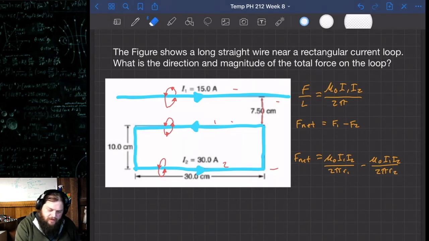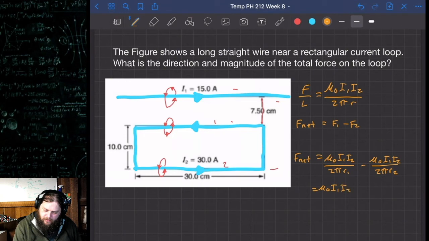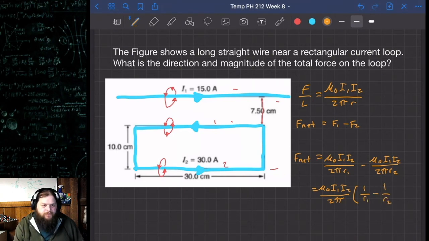Let's use the same R for everything. Change this one to a little r. You can see all the common factors in there are the same except for the radius, that R value. So rewriting these in a more factored form, that's mu naught I1 I2 over 2 pi times, say, 1 over R1 minus 1 over R2, and close parentheses.